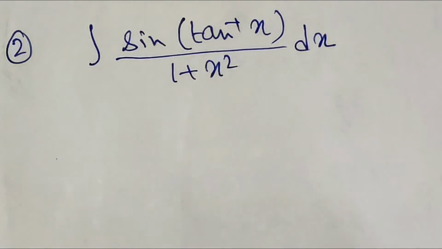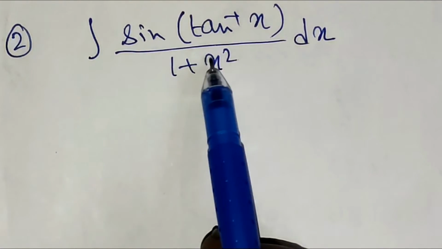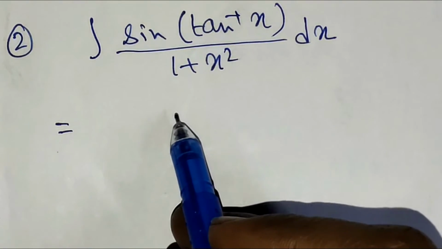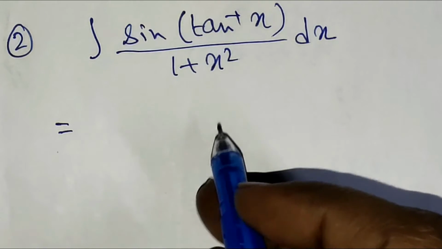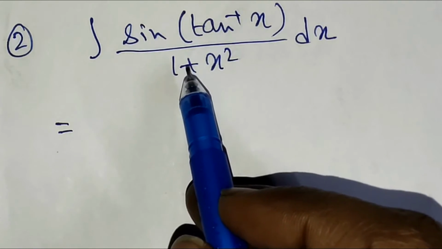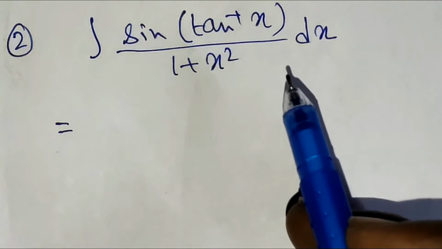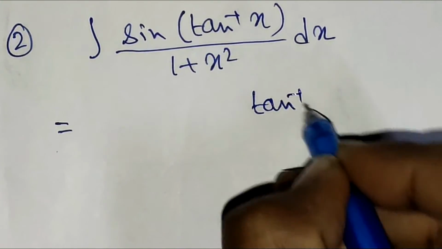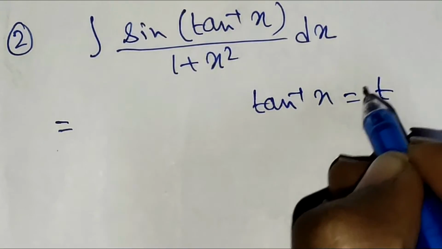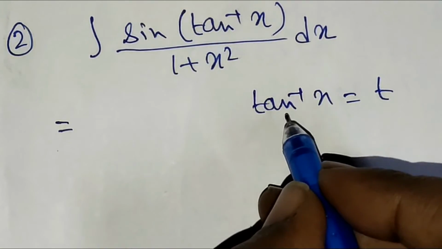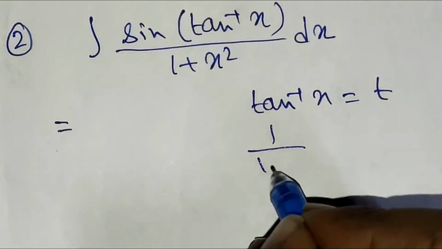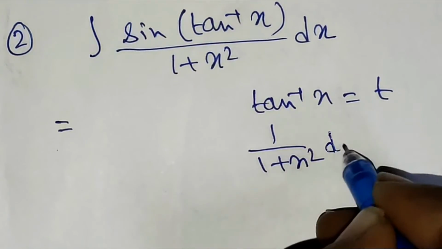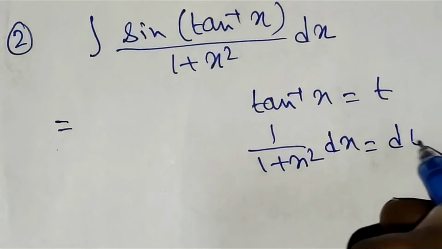Now for the second problem, sin(tan⁻¹x)/(1 + x²) dx. We have to assume some function as t. Now it is clear what to substitute. We have to substitute tan⁻¹x equals t, as the derivative of tan⁻¹x is 1/(1 + x²), which is already present here, so dx/(1 + x²) equals dt.